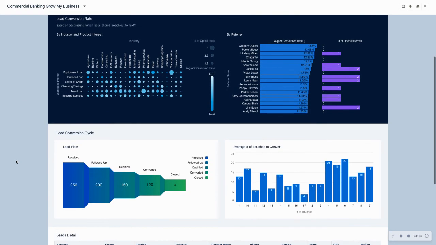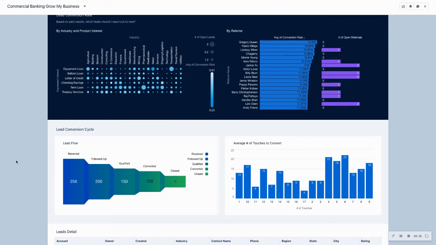Now beneath that, we've got the lead conversion cycle. I've received 256, followed up with 200, qualified 150, converted 120, closed 70. And then something that's equally as powerful is the average number of touches to convert that lead into an opportunity.